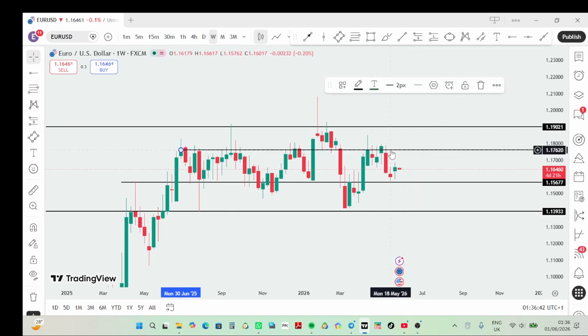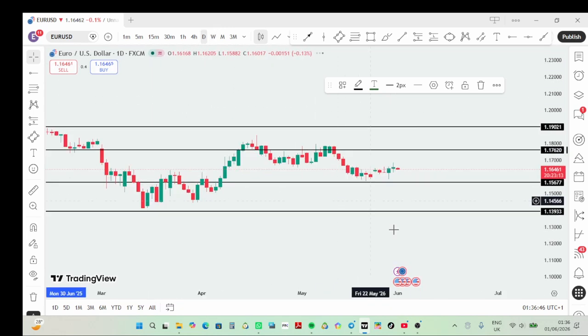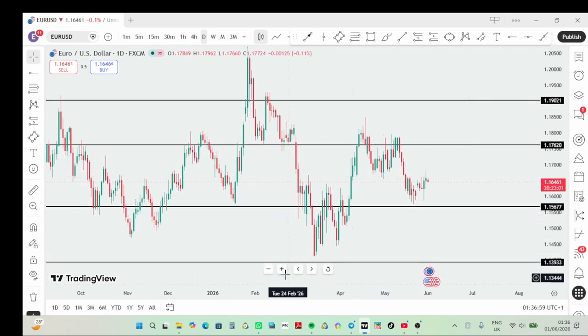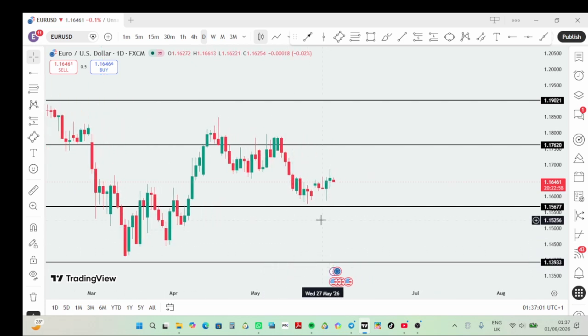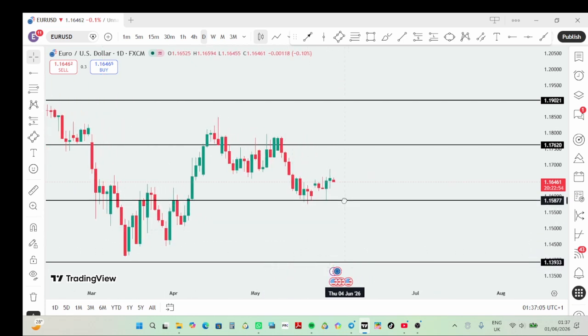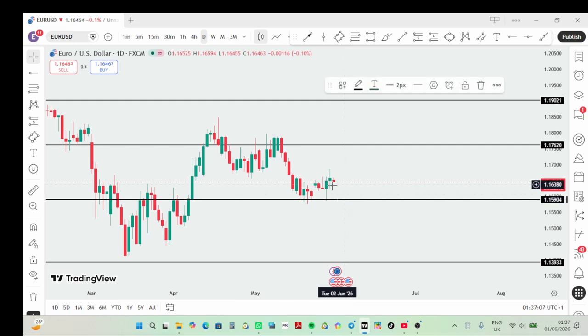Let me put it at this point, that is 1.17620. On daily, that's exactly what I'm expecting, because it has to fill that gap. There's a gap here that the market has to fill on daily. Since we are having some rejection here, I'm looking for a bullish, a buy position. It has already started its move.